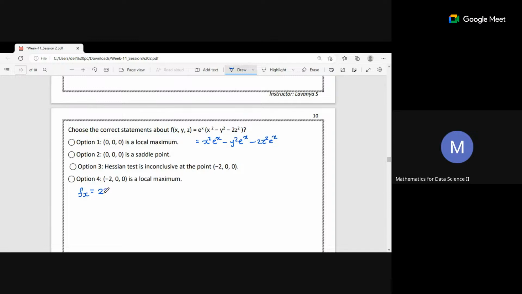We have to use the UV method. 2x e power x plus x squared e power x. Is this correct? Yes, sir. Okay. What is fy?